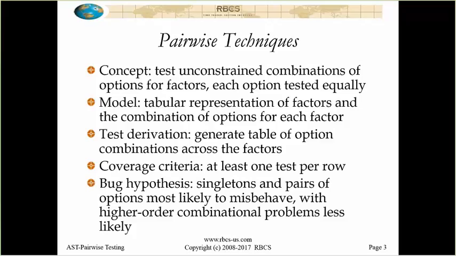Now, you might say, why do we do that? Well, there has been some research done on this, for example, by the United States National Institute of Standards and Technology, that shows that from a testing point of view, misbehaviors are most likely going to be associated with a single option for a single factor, or a pair of options across a pair of factors. But higher order combinatorial problems are much less likely.